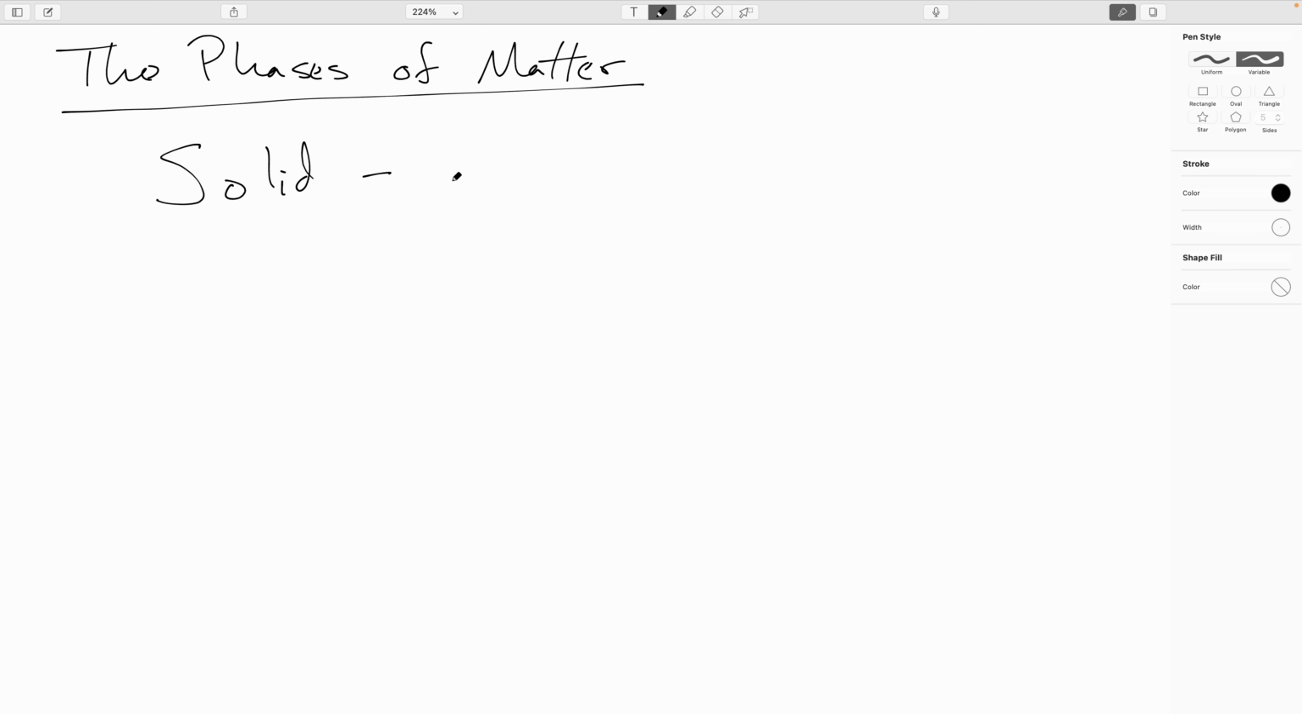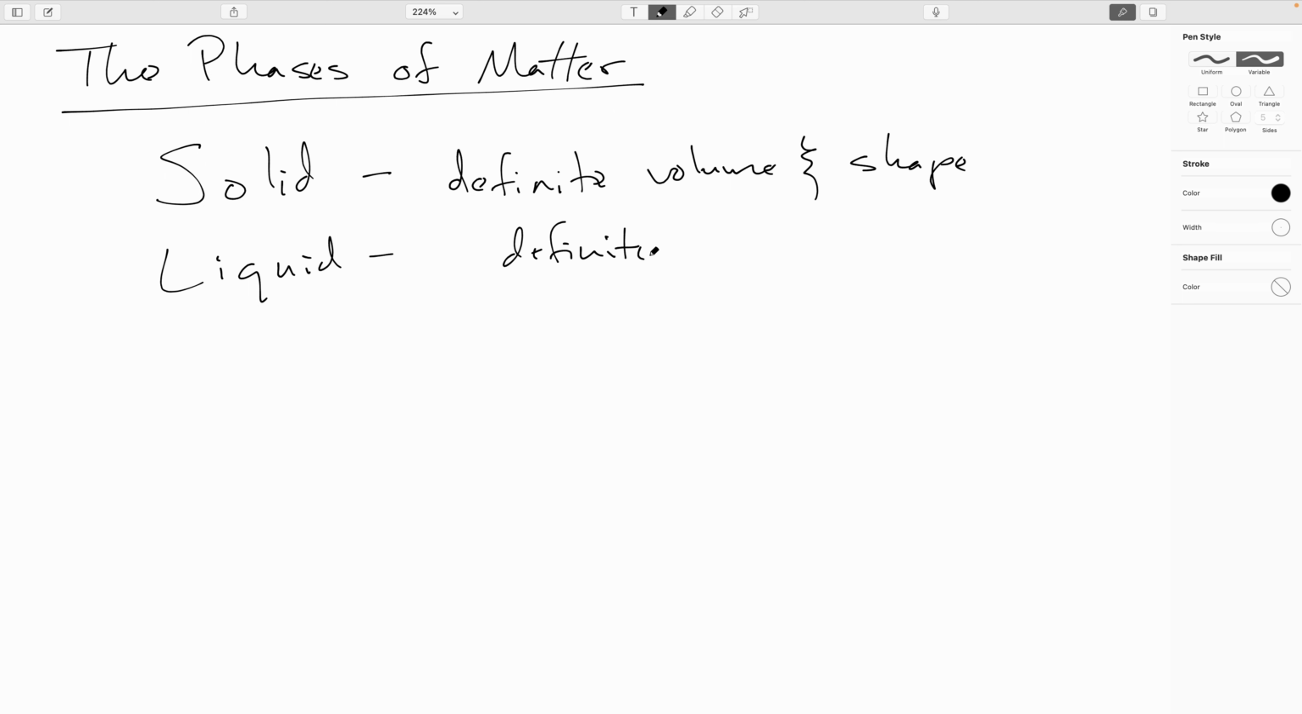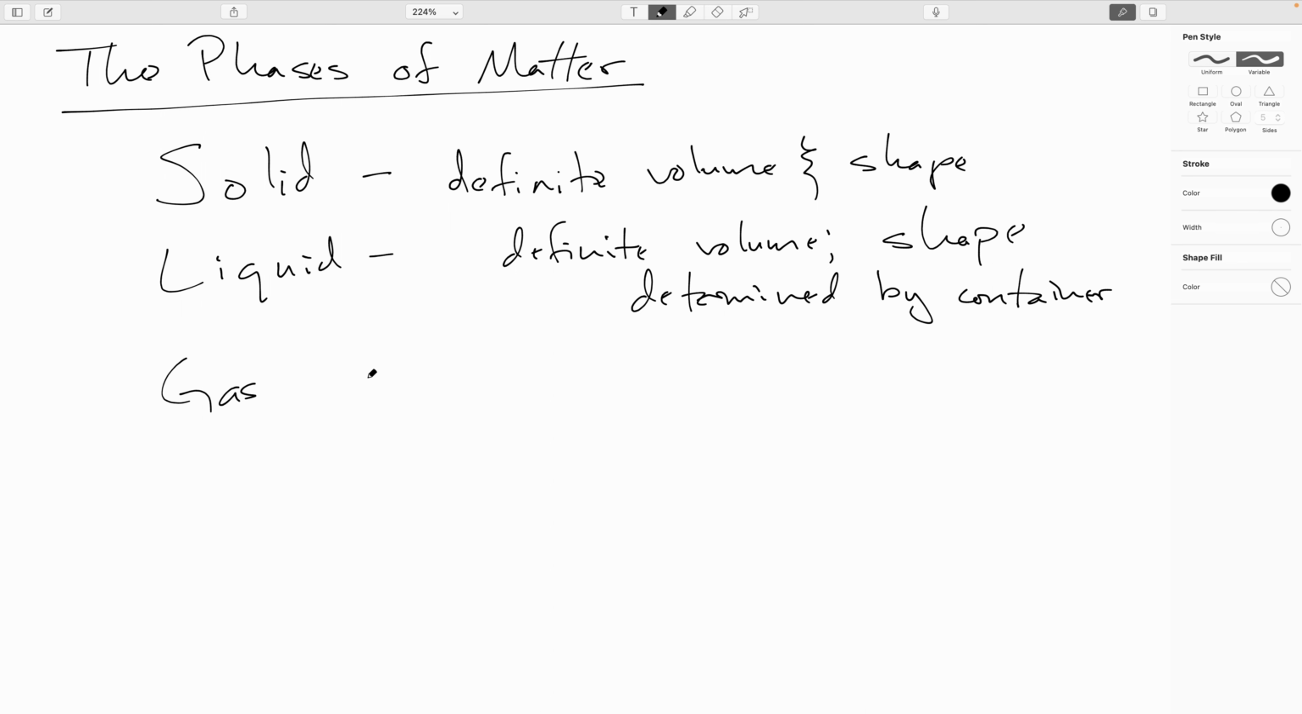So usually we say that the solid is that state of matter where the matter occupies a definite volume and has a definite shape. A liquid will have a definite volume, but the shape is determined by the container. For a gas, both the volume and the shape are determined by the container.